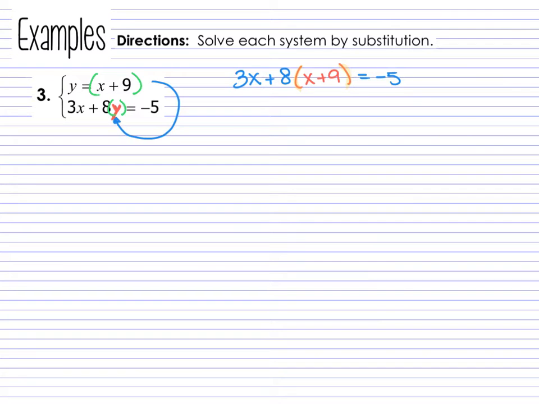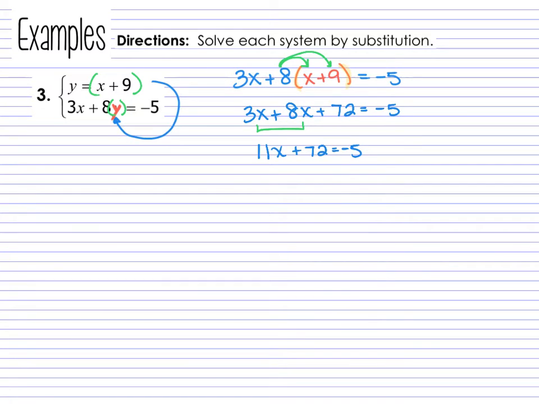So now our job in this new equation that we've created is to solve for x. Order of operations, I have to do that multiplication first. So I'm going to distribute the 8 to the x and the 9. So I've got 3x plus 8 times x is 8x, plus 8 times 9 is 72, which equals negative 5. Now I'm going to combine like terms. The like terms on the left are the 3x and the 8x. So I have 11x plus 72 equals negative 5.